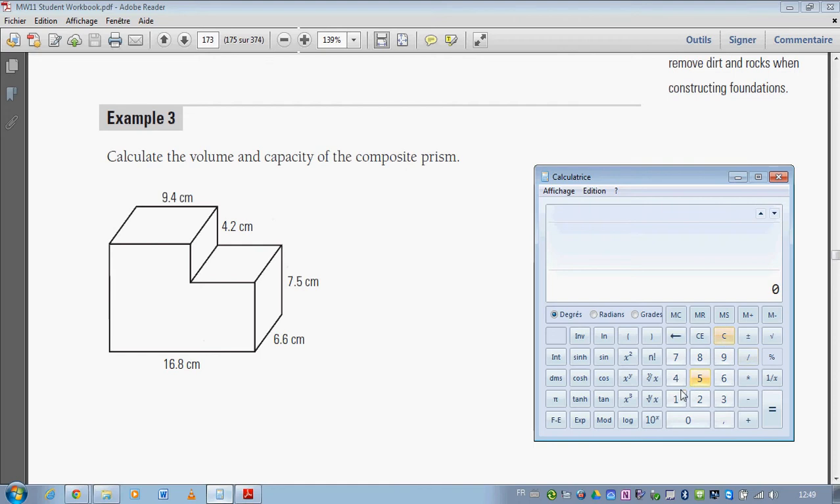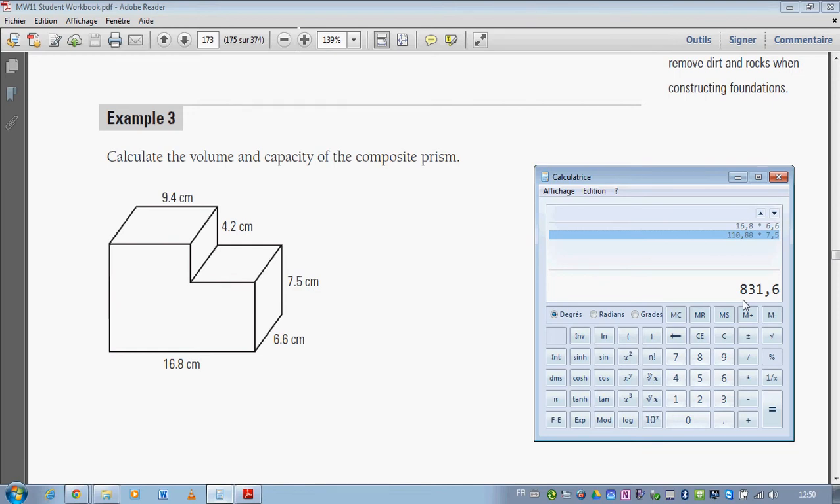So doing that, 16.8 times 6.6, that gives me the area of the base, and then I multiply by the height through which that extends. So it's times 7.5. So the volume of that bigger rectangular prism is 831.6. I'm just going to jot that down.